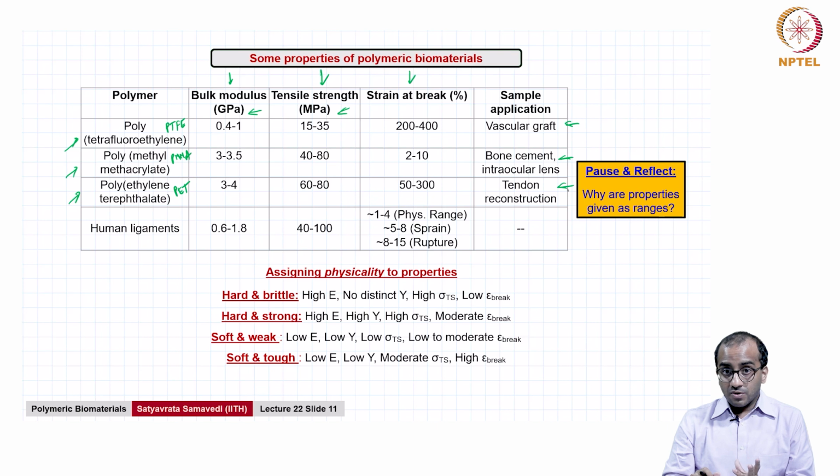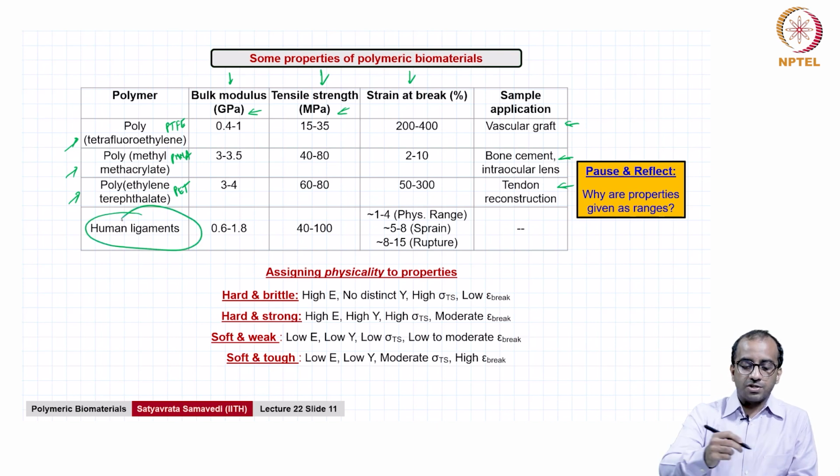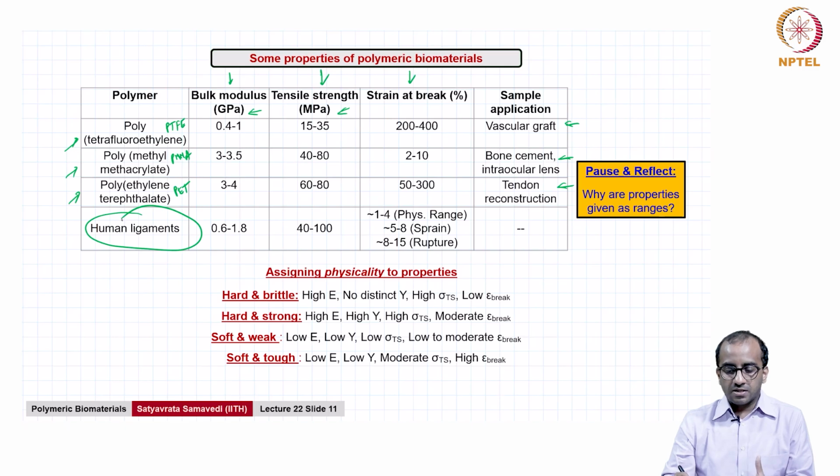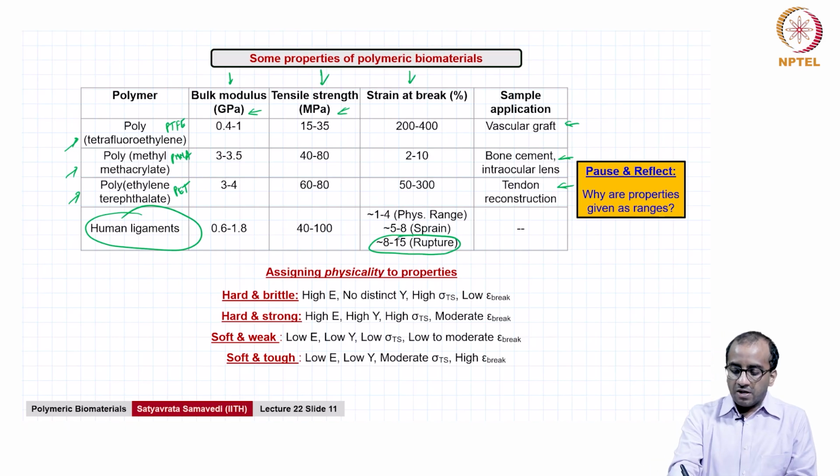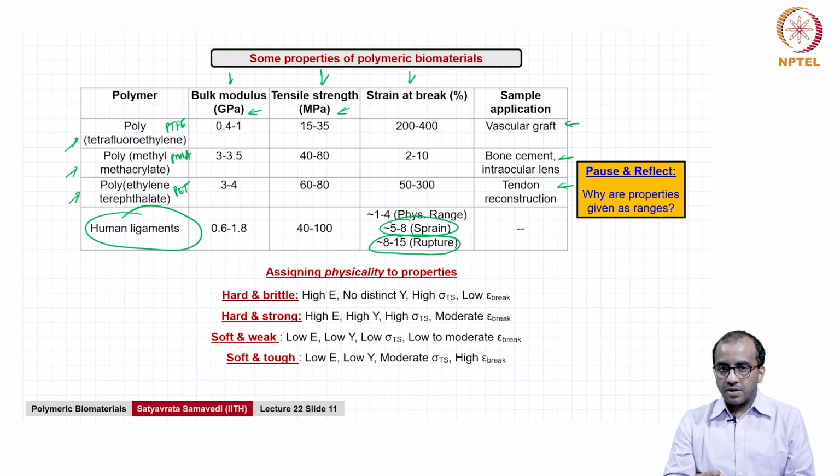And just to give you a basis or a benchmark for comparison, we are also listing the properties of human ligaments, whose properties are listed here. And the strain at break is not listed as just one value. What we are showing here is, if you are in this region, 8 to 15% kind of strain, you will rupture the ligaments or you will tear them. But if you are within 5 to 8%, you are going to sprain your ligament, with which time can heal.